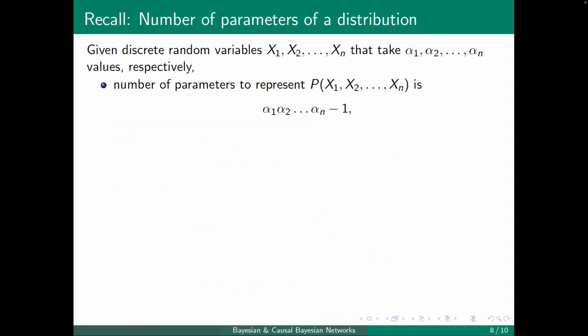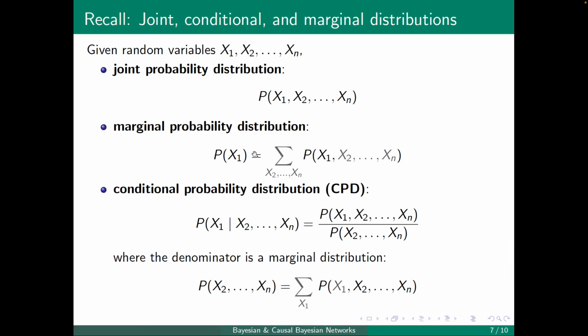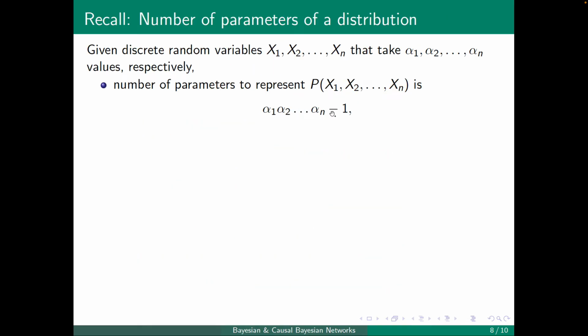Another recall is on the number of parameters of a distribution. Given discrete random variables x1 to xn, just imagine that x1 takes alpha 1 values, x2 takes alpha 2, and xn takes alpha n. Then the number of parameters to represent the joint distribution is just the multiplication of the different values they can take. Like in the previous example here, we had 2 times 2 times 2 for C and M and D, and then -1. And the same holds here. In general, we have alpha 1 to alpha n, just -1 because they add up to 1.